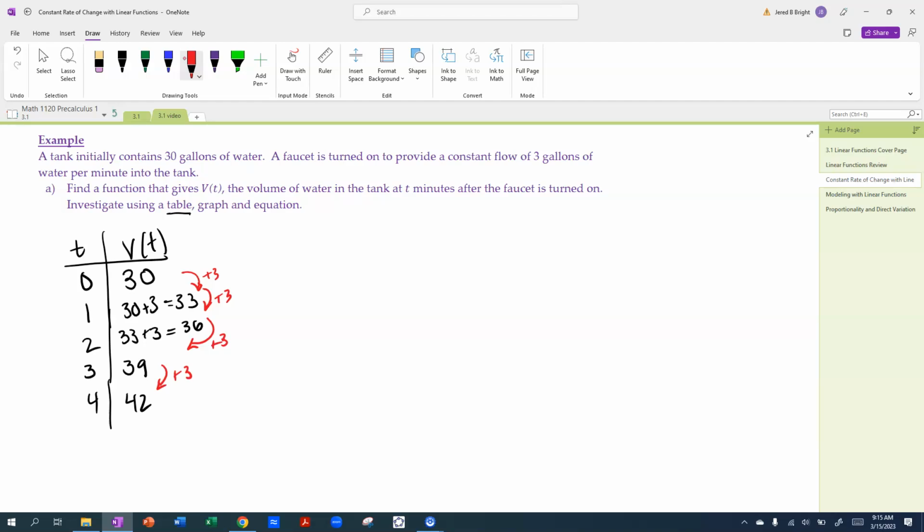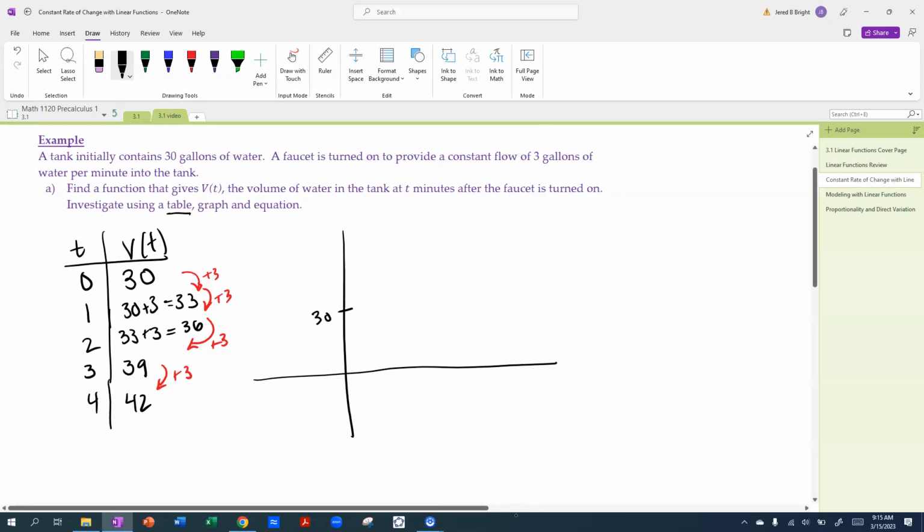When you see this behavior occur, the graph maybe won't surprise you, but let's look at a graph. I'm just going to do the first quadrant, and I'm just going to make a sketch. I'm not going to do it precisely. So we have 30, and then I'm going to do 33, 36, 39, and 42. I'm not going to fill those in for the time being. And then 1 minute, 2 minutes, 3 minutes, and 4 minutes.